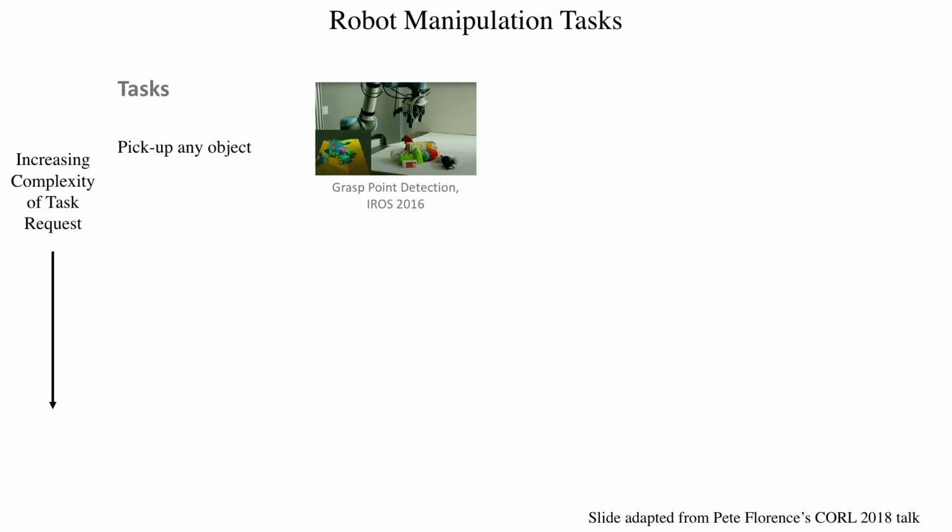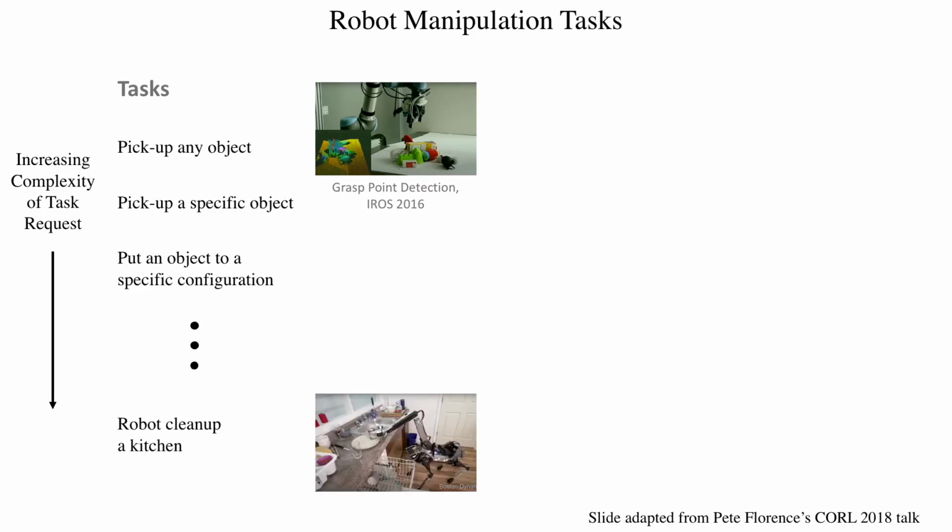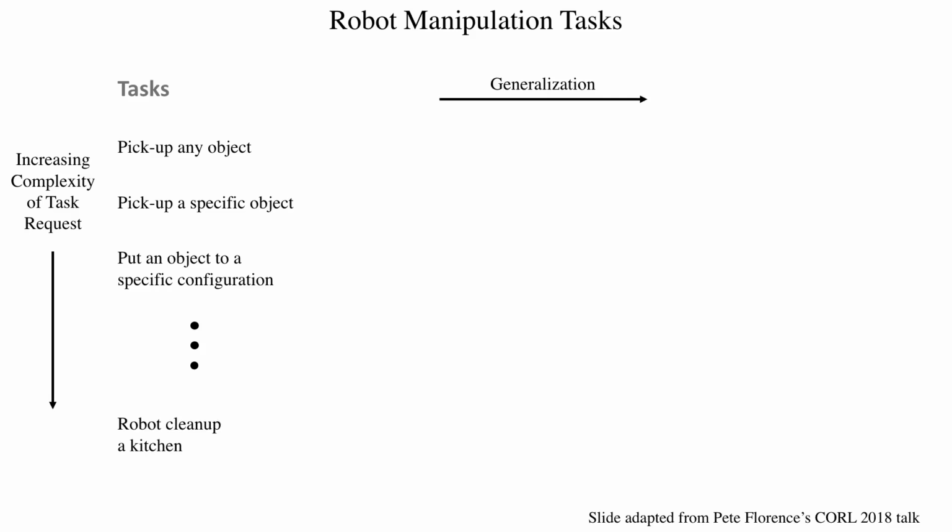We might start from picking up any object, that's robot grasping. We might also be interested in picking up a specific object or putting an object into a specific configuration. Eventually, we might want something like a robot cleaning up a kitchen. But other than complexity, at least another dimension we might consider is the generalization of the robot manipulation pipeline.